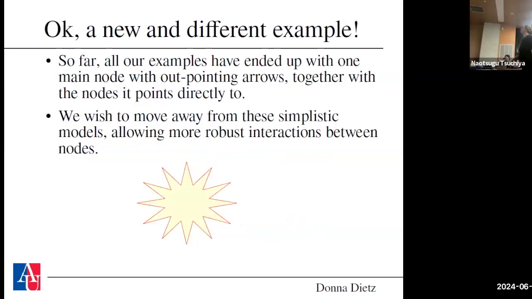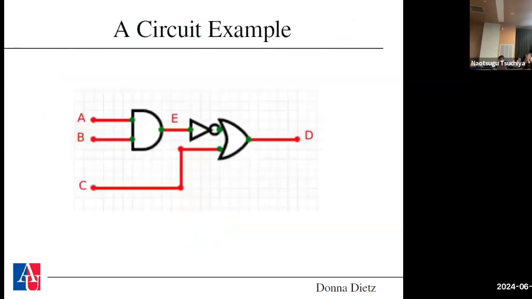Okay, new and different example. So at this point, I've been doing these examples, and I'm like, but they're all stars. I want to see something that isn't just a star, because that's kind of pathetic. Not that we're not going to see more stars. We will see more stars today. But I wanted to move away from always seeing a node in the middle pushing out data. That's too simplistic. So I said, okay, why don't we do a circuit example?